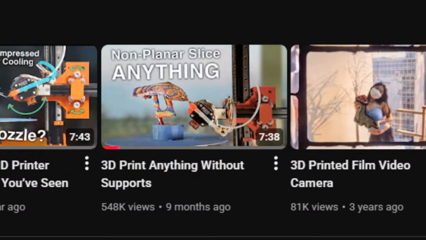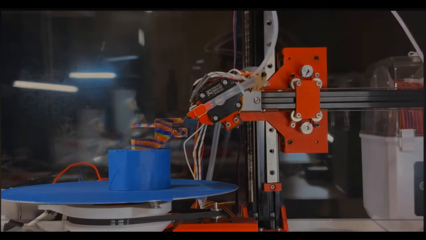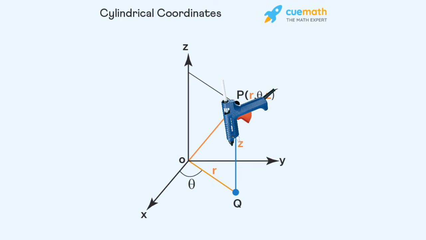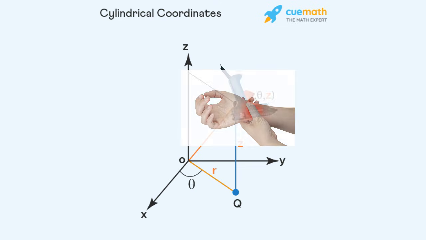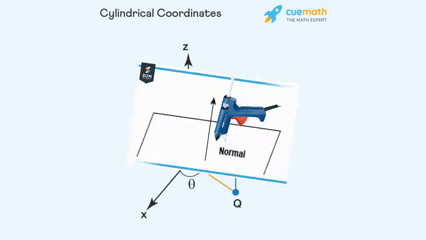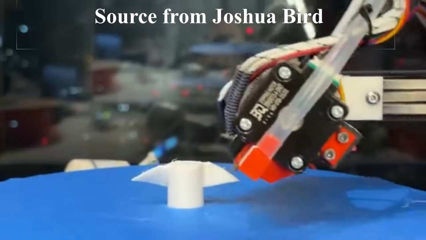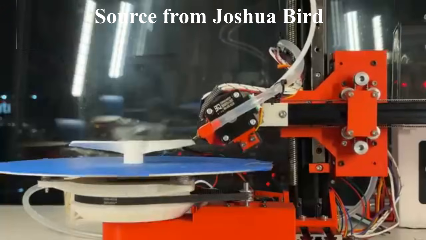Joshua Bird's video, 3D Print Anything Without Supports, covers this and much more in much greater detail, and evidently was inspiration for this video in the first place. In the video, we have four axes, which can be explained like a cylindrical coordinate frame, with an additional rotation around the B-axis, a wrist if you'd like. By having that extra rotation, we can position our head so that it is once again normal to the surface we are printing. This solves one of the biggest problems in regular 3D printing, the need for support material.